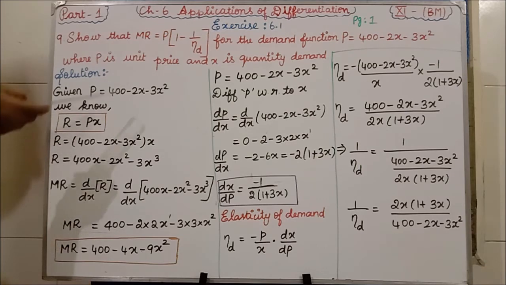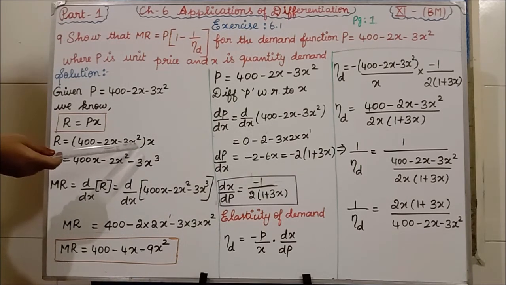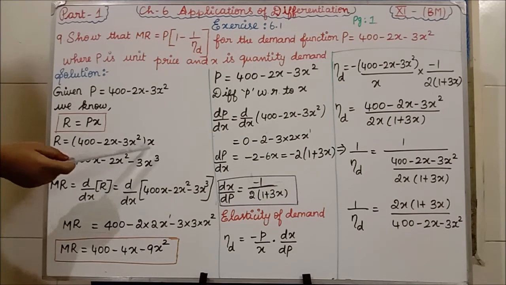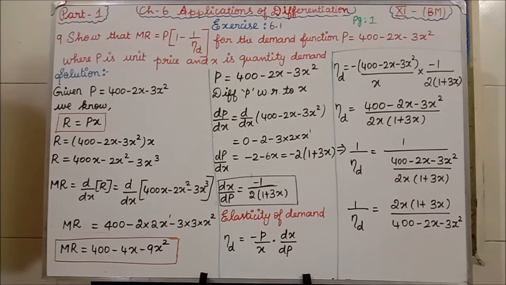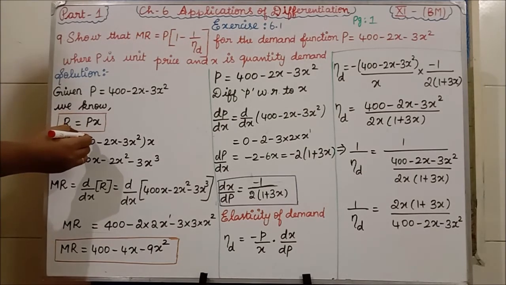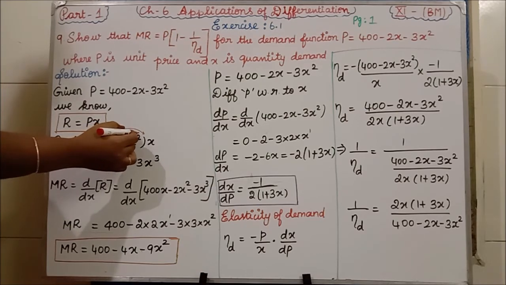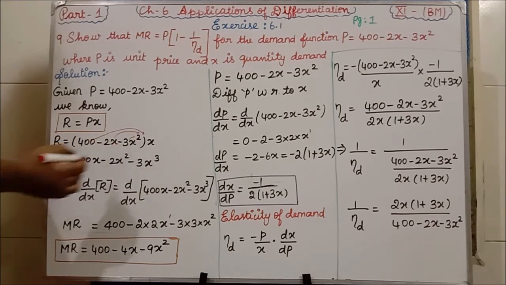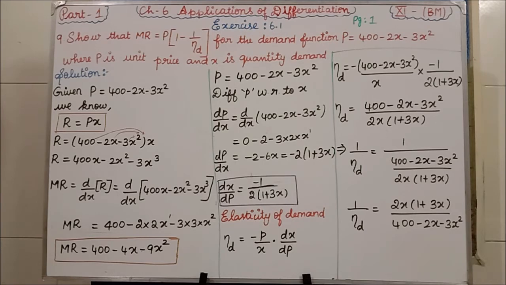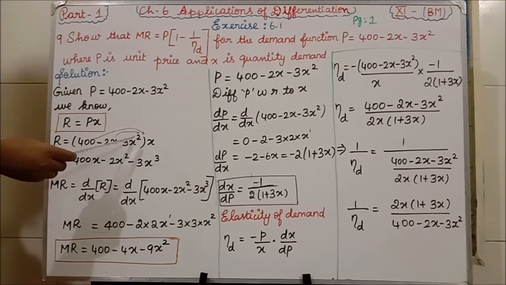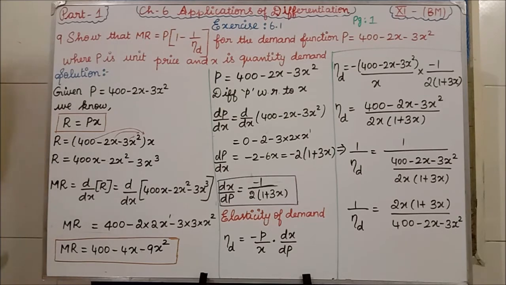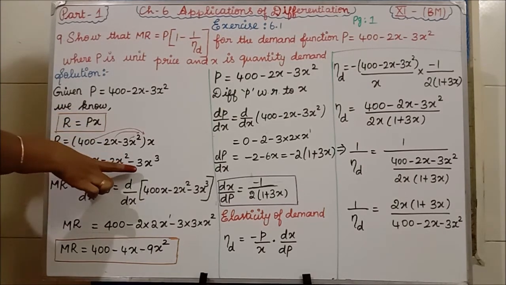Revenue is equal to unit price, what is P value, 400 minus 2x minus 3x square, into X. Okay, the next step, we are taking the X inside. So 400 into X, 2x into X, then 3x square into X. Everything I am multiplying with X. So 400 into X is 400x minus 2x square minus 3x cube. Okay, now we have got the revenue value.